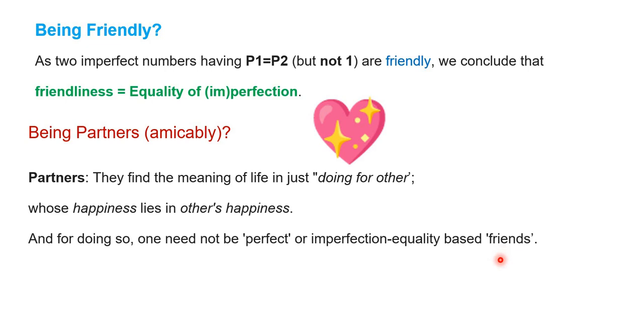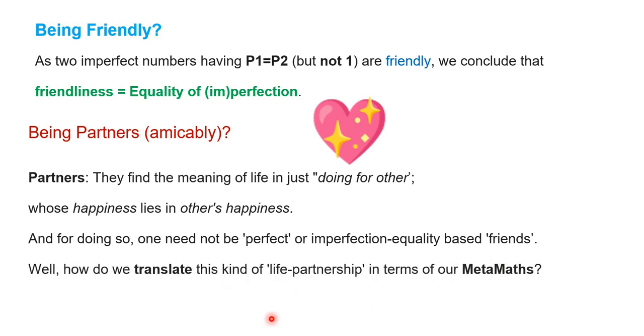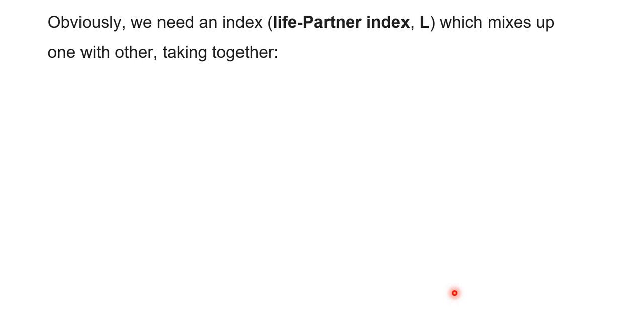Perfection-based, equality-based friends. Even then, they can be good partners. How would we translate this kind of life partnership in terms of our so-called metamaths? Let us see. Of course, we need an index here also. We call it life partner L.